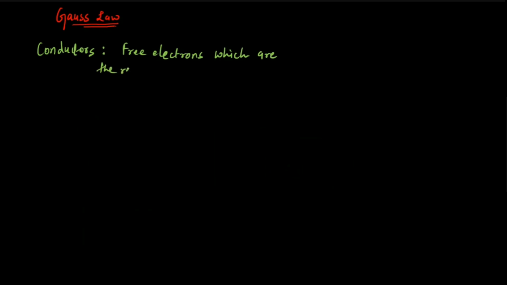In today's class, we are going to understand a very important topic, which is called Gauss's law. To understand what Gauss's law is and how it works, we need to look at a few properties of conductors once again, which we already discovered. Conductors have free electrons, which are the reason for conduction.